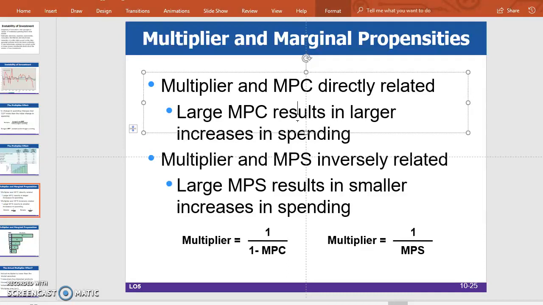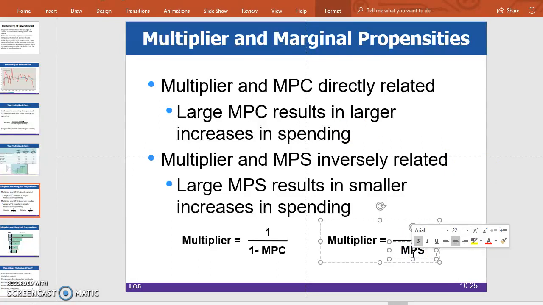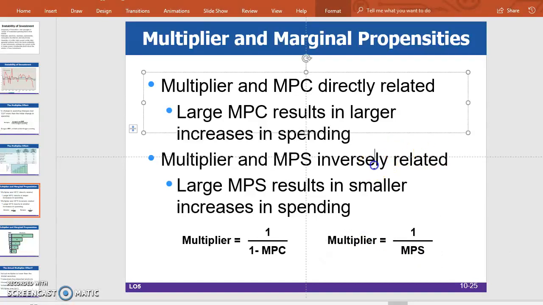And alternatively, the multiplier and MPS are inversely related. When MPS increases, look at MPS on the right-hand side in the denominator. If this MPS increases, the multiplier will decrease, and vice versa. So they are inversely related.